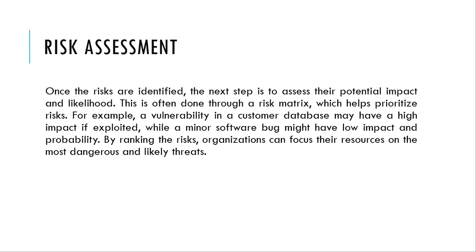Now, the second step is risk assessment. Once the risks are identified, the next step is to assess their potential impact and likelihood. This is often done through a risk matrix, which helps prioritize risks. For example, a vulnerability in a customer's database may have a high impact if exploited, while a minor software bug might have low impact and probability. By ranking the risks, organizations can focus their resources on the most dangerous and likely threats.